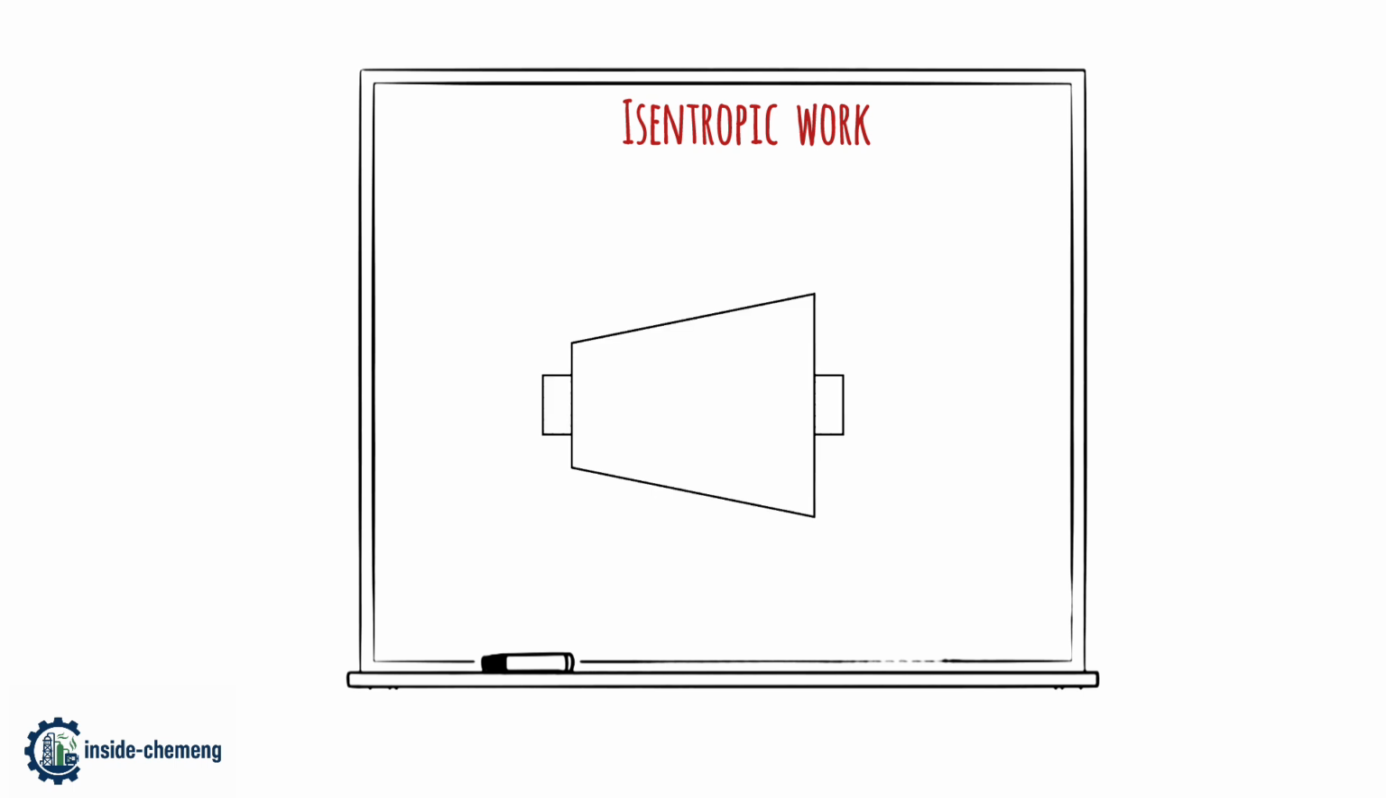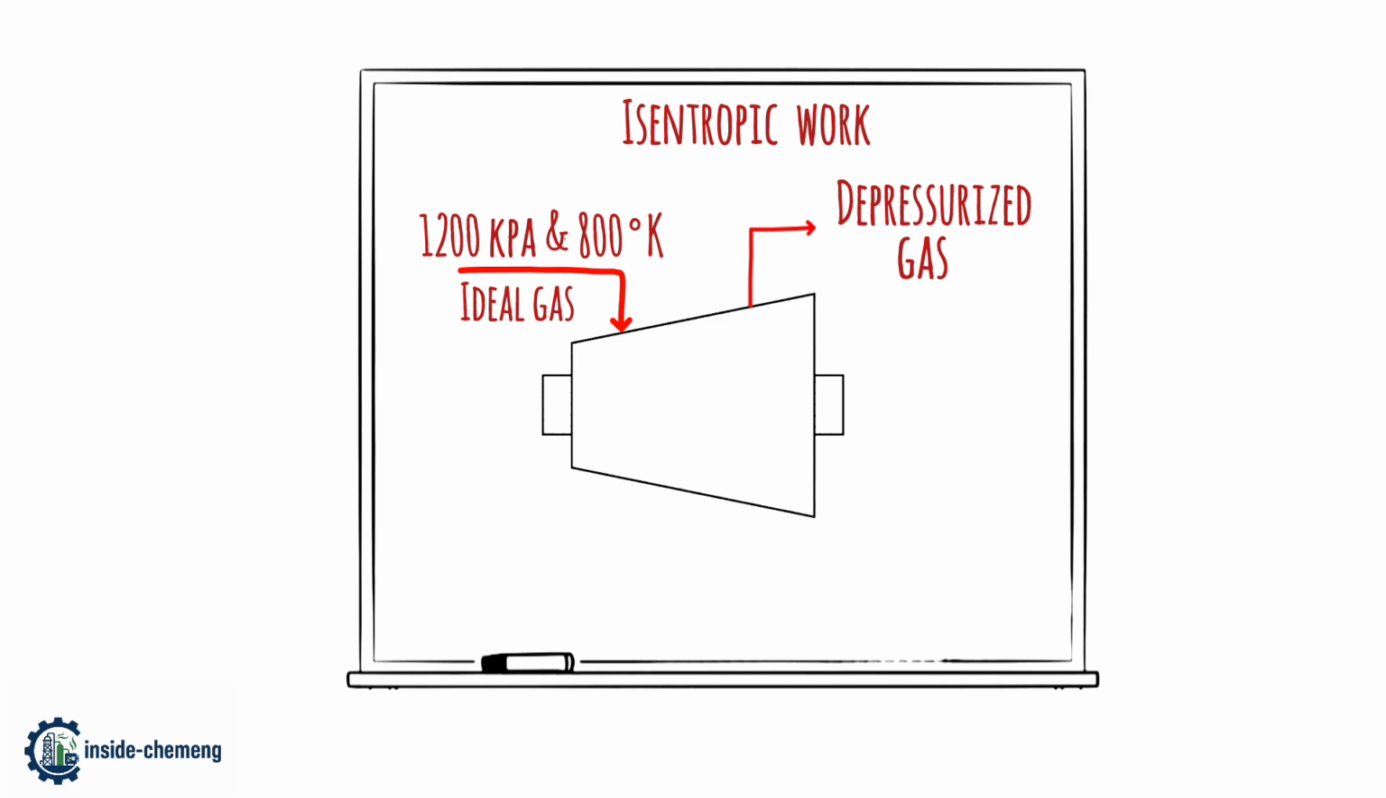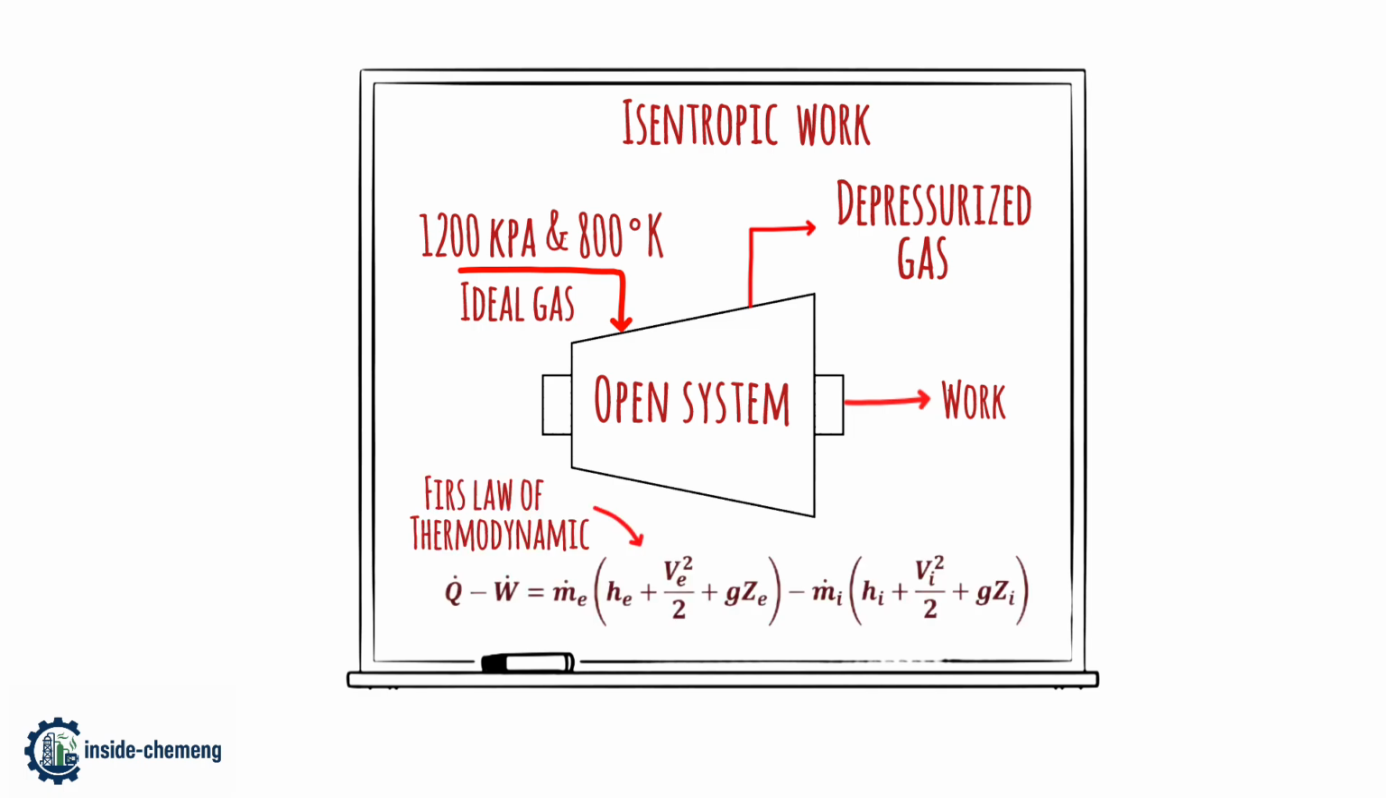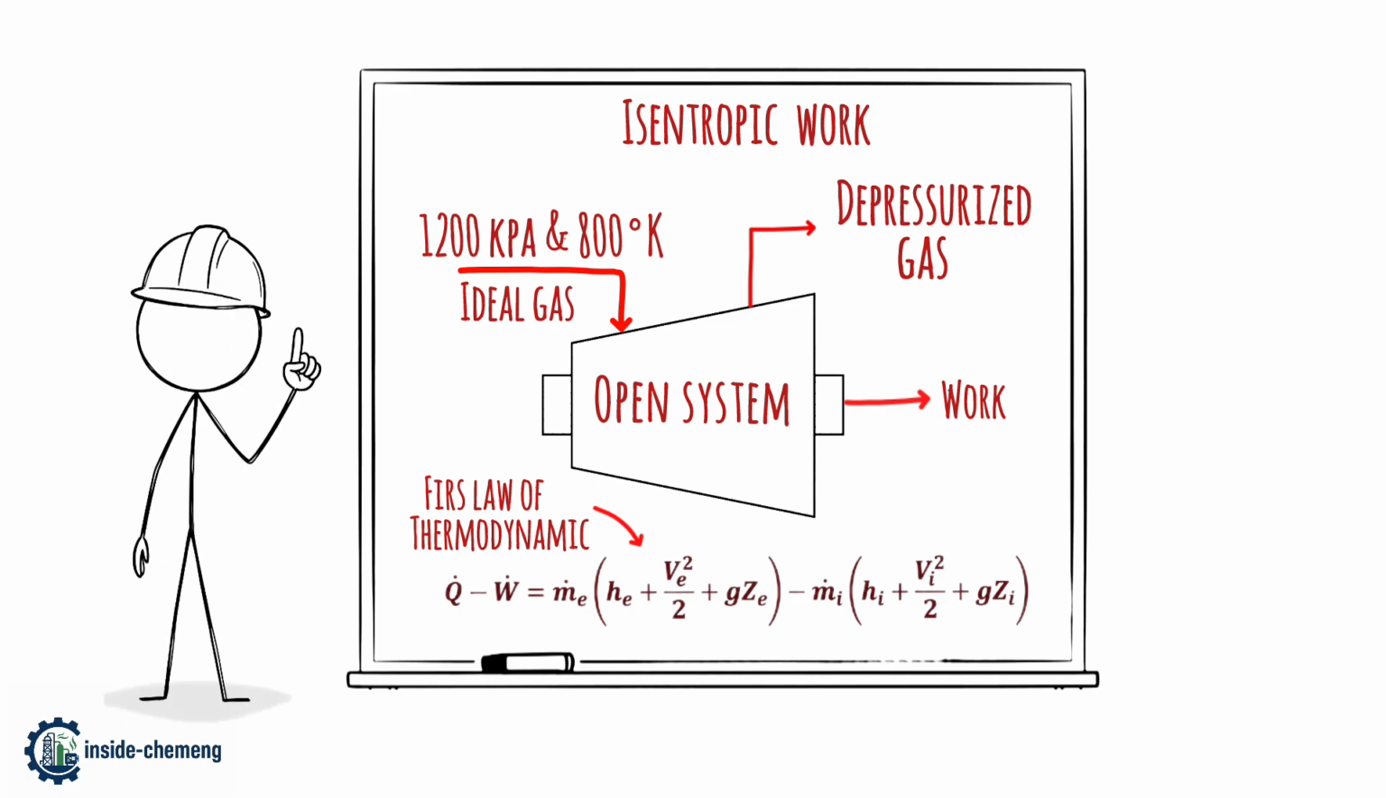Imagine we have an isentropic turbine receiving an ideal gas from a pipeline at a pressure of 1200 kilopascals and a temperature of 800 Kelvin. It's supposed to drop the pressure of this gas to generate some work for us. Since a turbine is an open system, meaning mass and energy are both going in and coming out, the first law of thermodynamics looks like this. But hey, we're not going to use this huge, complicated formula directly. We're going to simplify it.